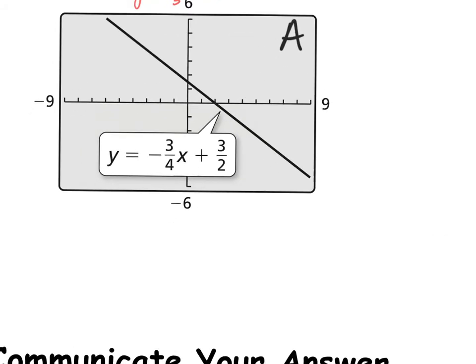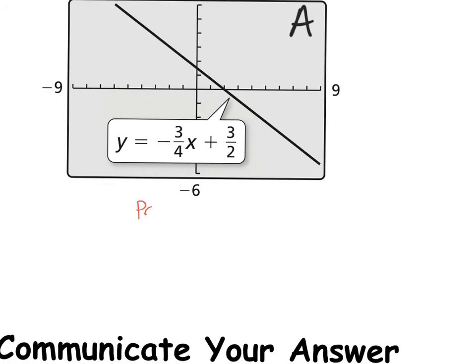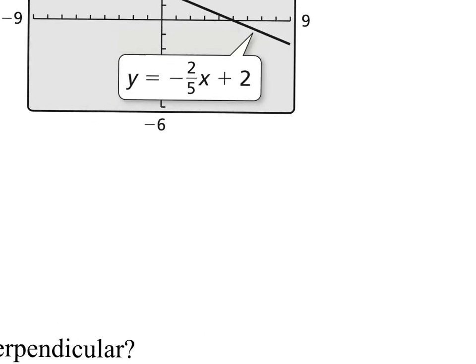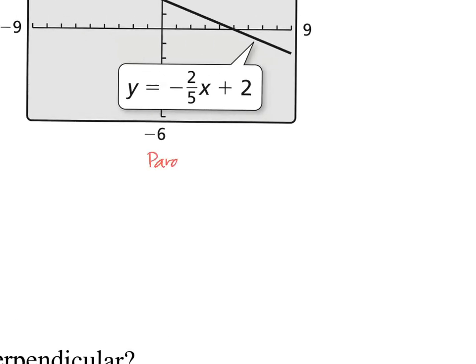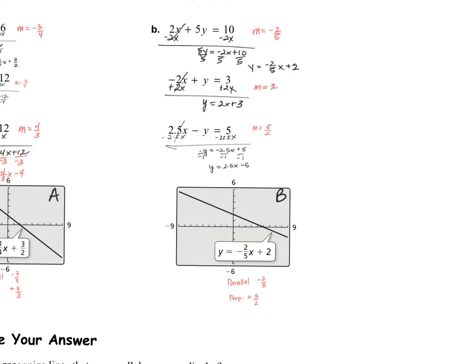Okay, so now let's talk about parallel. It would mean it has a slope of -3/4. Perpendicular means it would be opposite signs to be a positive, and then the reciprocal of 4/3. Then over here, parallel would mean it has the same slope, -2/5. Perpendicular would be that it is opposite sign and reciprocal. So let's go see who belongs to what.